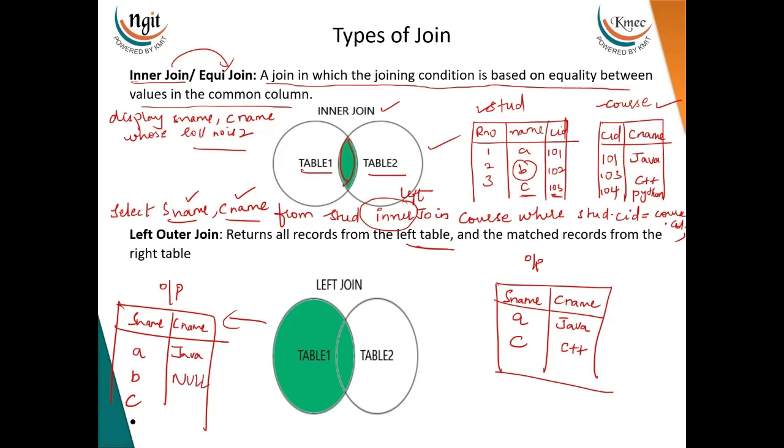And next coming to the another one, which is 103. So 103 course ID is also present here in the course table. And what is the course name which we have specified? That is C++. So thereby you get C++ as output.